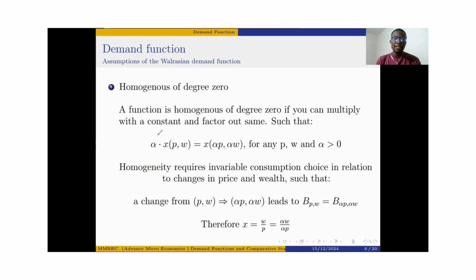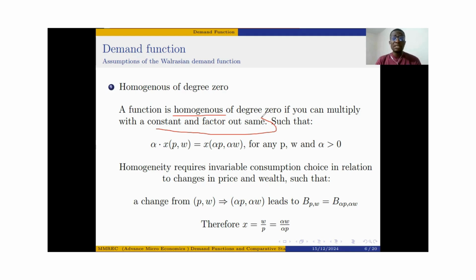Okay, the understanding is that if you are able to multiply through a function by a constant, and you are able to factor out the same constant without changing the function, then that function is said to be homogeneous of degree 0.